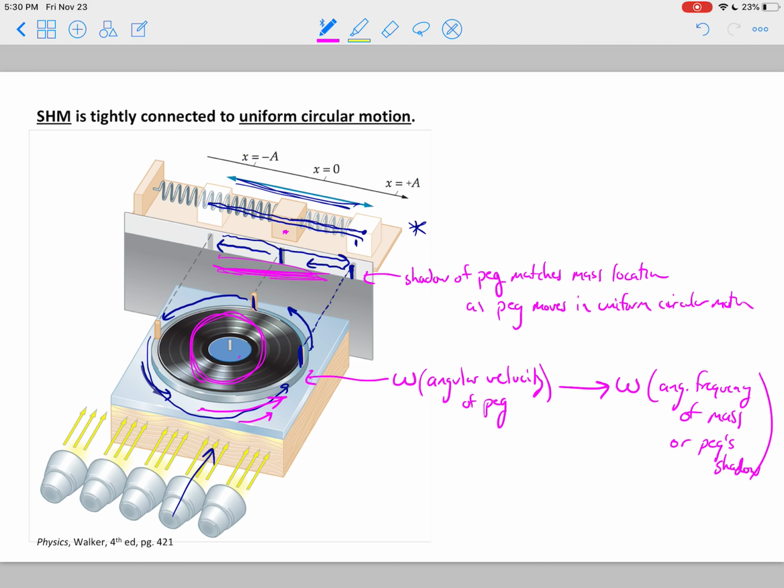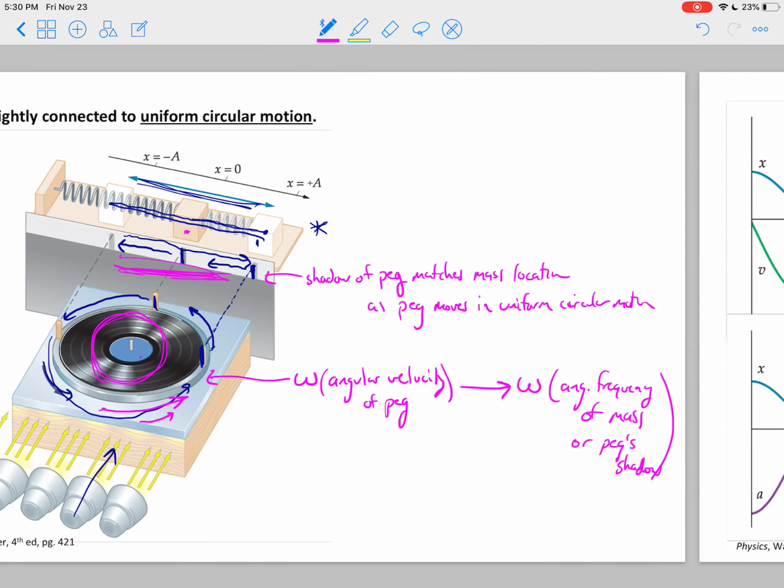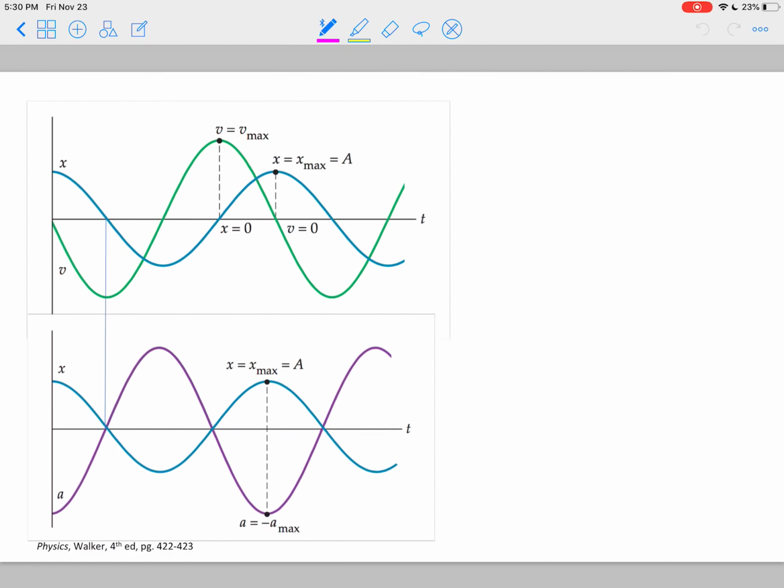So there is a long derivation that we could go through to get some equations that work for both of these problems, but I want to present you with some of those equations and not go through that detail. I just don't have the time for it. So first of all, we know that this is true. We know that x is equal to A cosine of omega t.